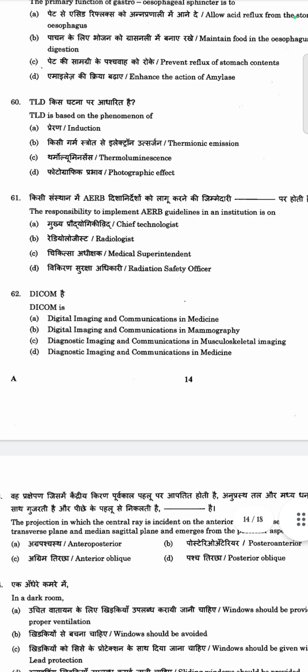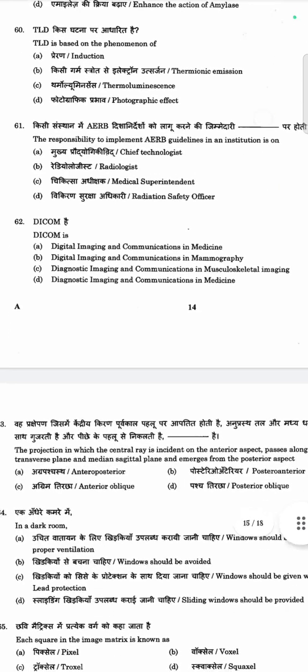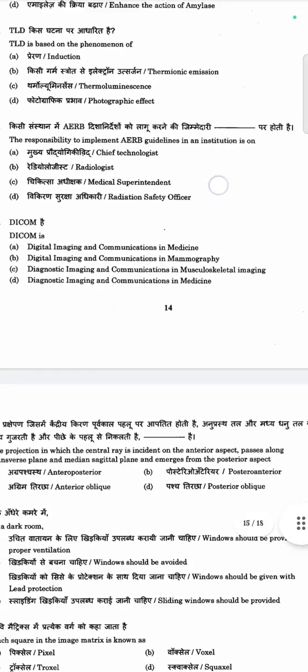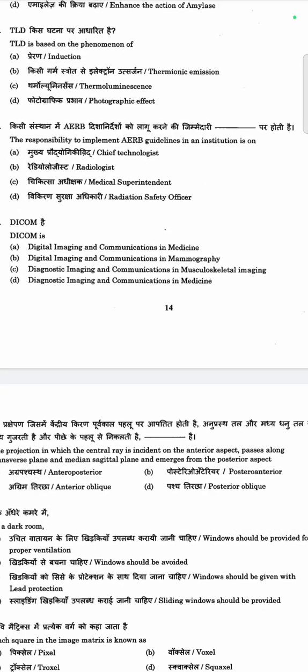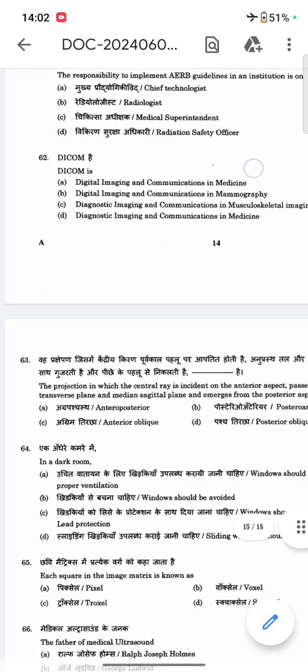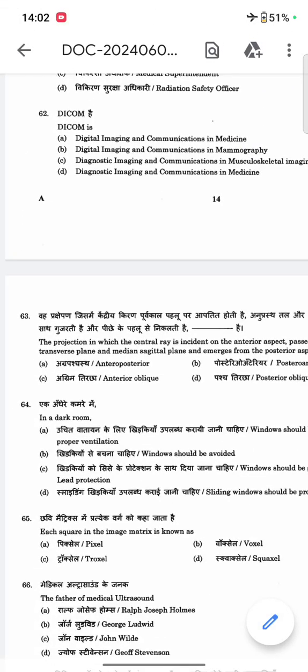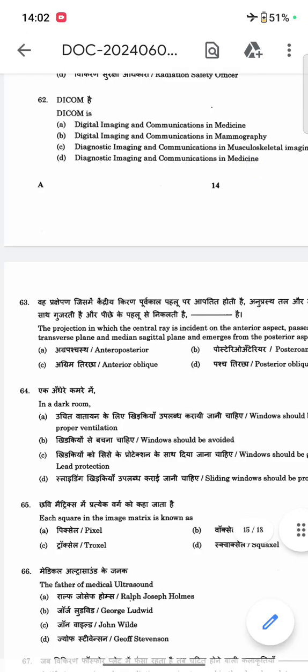TLD is based on the phenomenon of thermoluminescence. ERB. The responsibility of implementing ERB guideline instruction lies with the chief technologist, radiologist, RSO. D. DICOM, digital imaging and communication in medicine. So D.